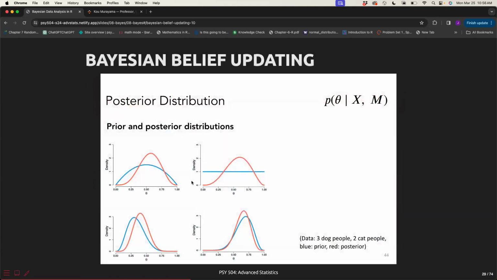So this is an example of using different priors and how the posterior distribution looks in comparison to those priors. We can just see how the evidence has been updated depending on your prior here.